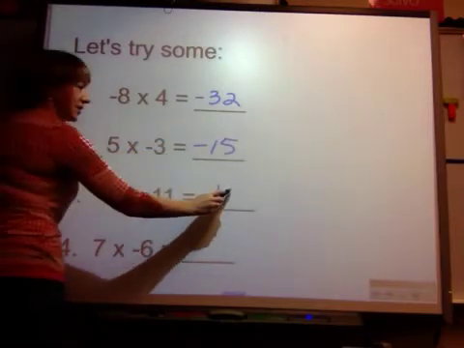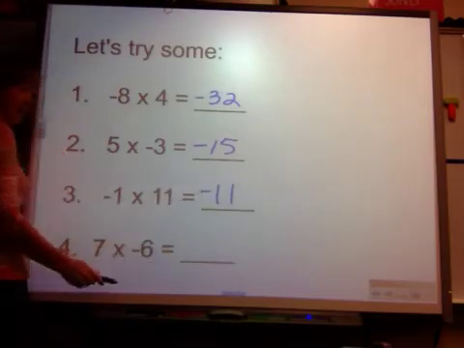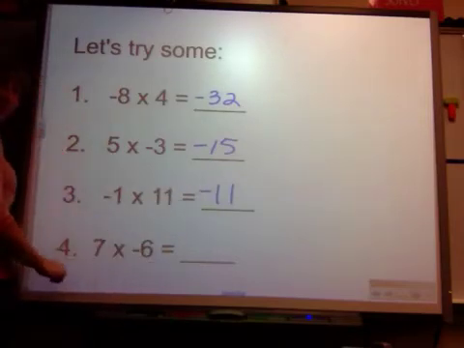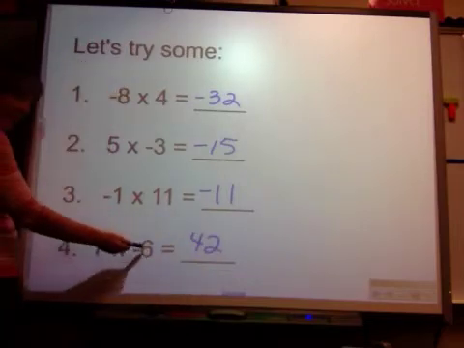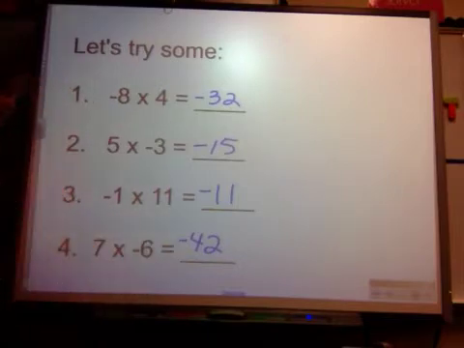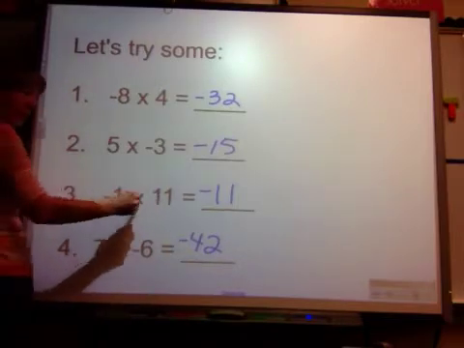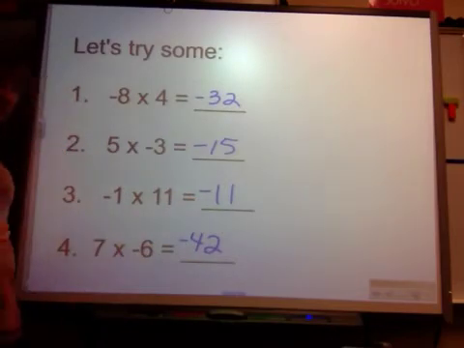1 times 11 is 11. My 1s were all negative. So I'm going to have a negative answer, negative 11. 7 times 6 is 42. But I had 7 of these negative 6s. All these negative 6s are going to add up to give me a negative 42. So I multiply the numbers as normal, but I bring the negative sign with the answer.